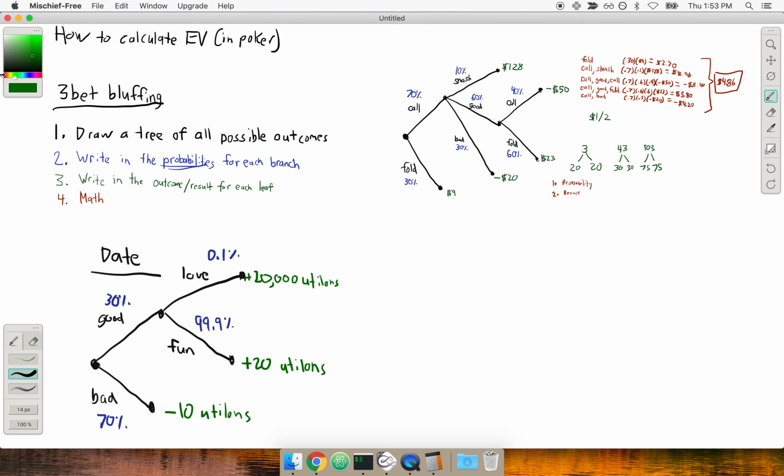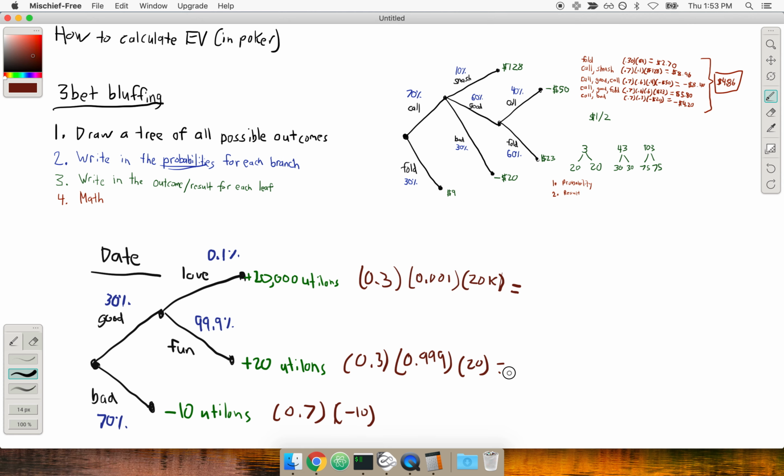And now for fun, let's just do the math. So here, let's just write it in here. We have 0.3 times 0.001 times 20,000, 20K. Here we have 0.3 times 0.999 times 20. And here we have 0.7 times -10.